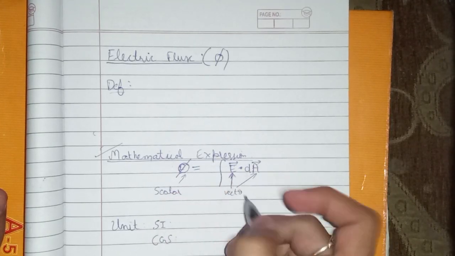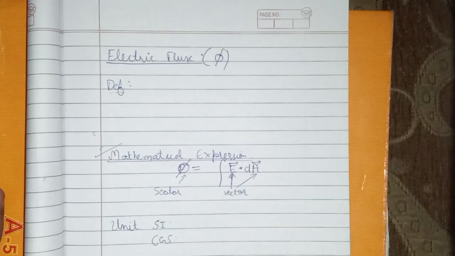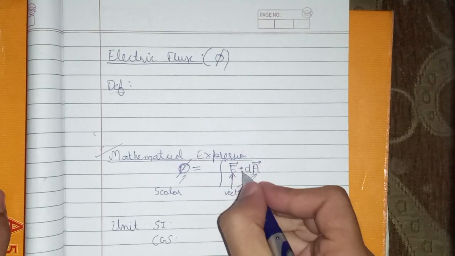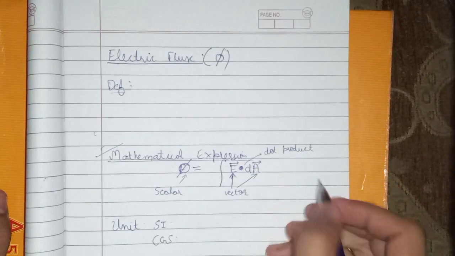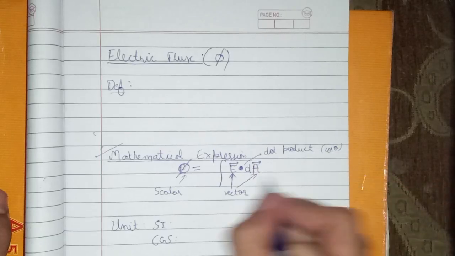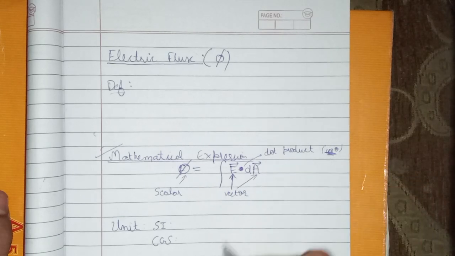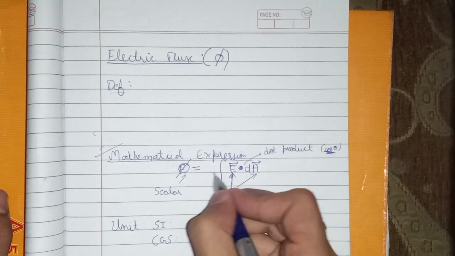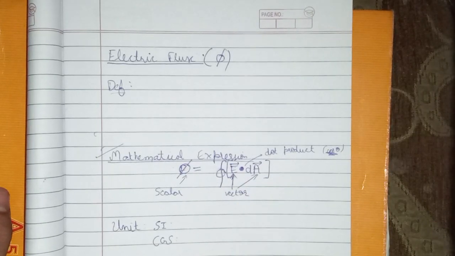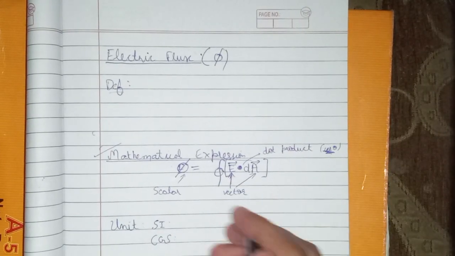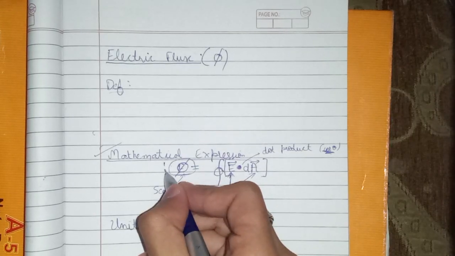The multiplication of two vectors can be a vector as well as a scalar. We will be doing the dot product. Dot product means it depends on cos theta, the angle between the electric field and the area vector. It would depend on the cos function of that angle. And then finally, after doing all this, we have to integrate to convert this vector product into this scalar quantity called flux.